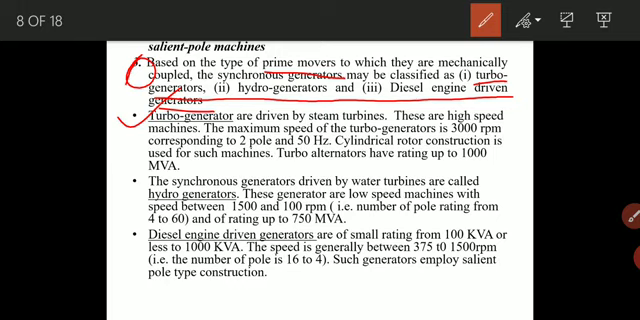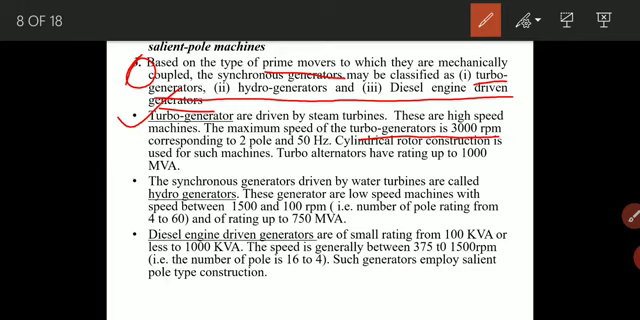Generator, you know that in a generator, the rotor part is driven either through a turbine or some external force. In a big generator, the prime mover is used as a turbine. So turbo generators are driven by steam turbines. These are high speed machines. The maximum speed for a turbo generator is 3000 rpm.